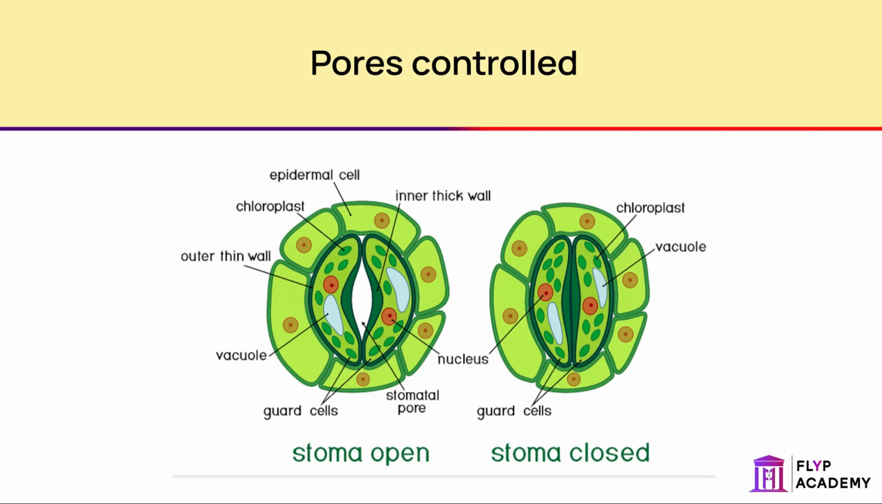This slows down photosynthesis due to the reduction in light energy absorbed, so the plant uses up less of the water that it has. When the guard cells are turgid, this means that they are full of water, and the pressure holds the pore open where the cell walls are thicker. When the guard cells are flaccid, they are not full of water, and the thick walls collapse together, closing the pore.